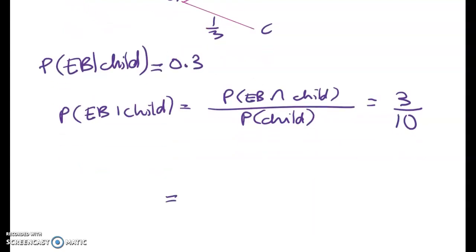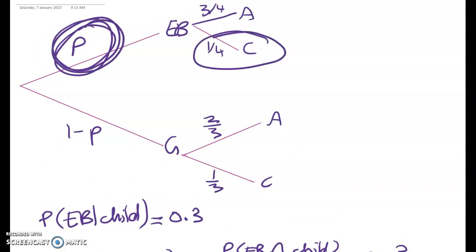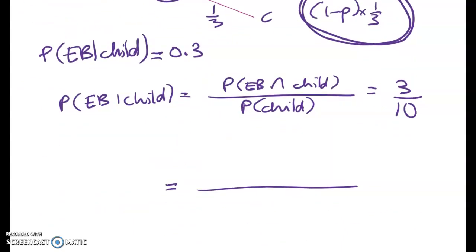Right, let's think about what the probability of early bird and child is. So we've got this, early bird and child is going to be 1/4 P. And then the other part of the child tickets comes from here. It's going to be 1 minus P times 1/3. So the denominator is going to have those two numbers in it. Numerator is just early bird and child, so 1/4 P. Denominator 1/4 P plus 1/3 of 1 minus P. So we're trying to solve this equation. This probability has to equal 3/10.